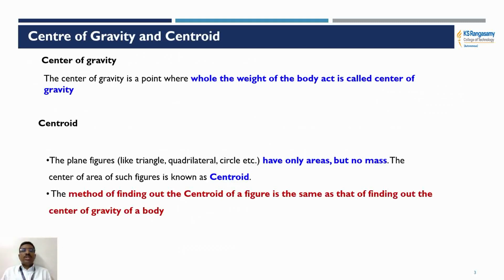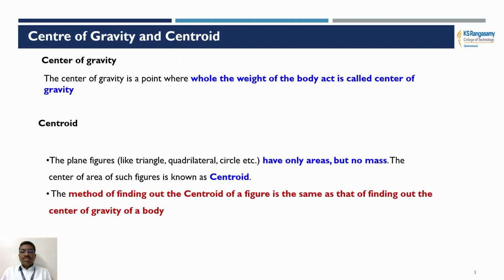Now we are going to see about the center of gravity and centroid. Center of gravity is the point where the whole weight of the body is concentrated at one particular point. Whereas in centroid, the plane figures have only areas but no masses. The center of the area of such a plane figure is known as the centroid. The method to find the centroid of the figure is the same as finding the center of gravity of the body. Both the centroid and center of gravity are denoted with the letters CG or C.